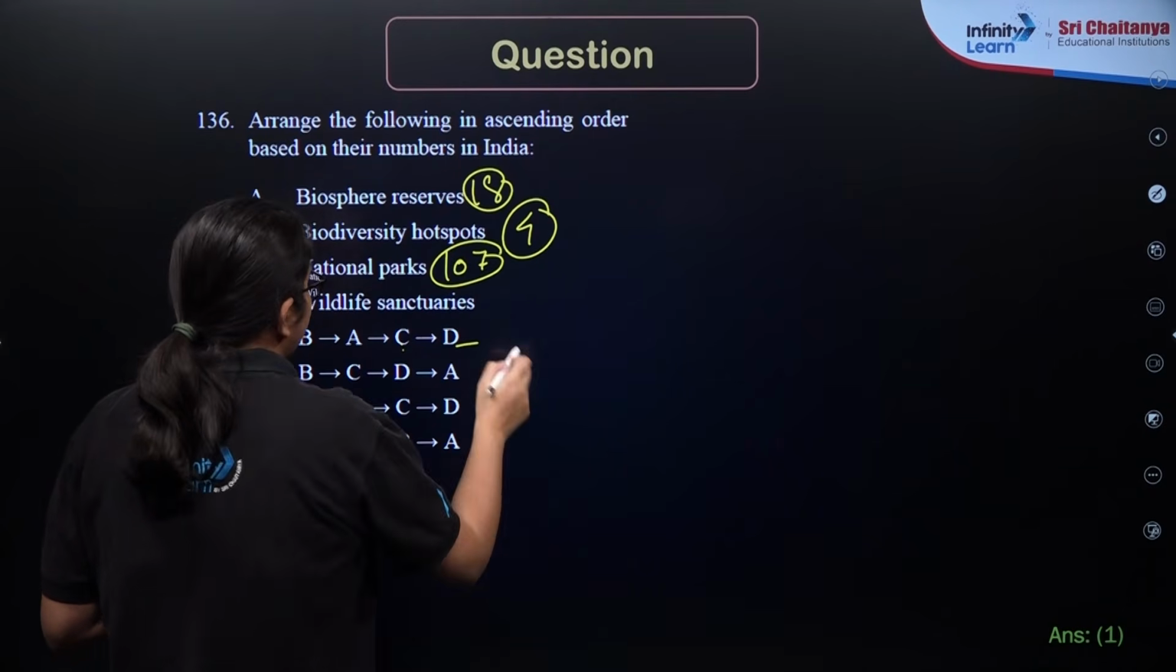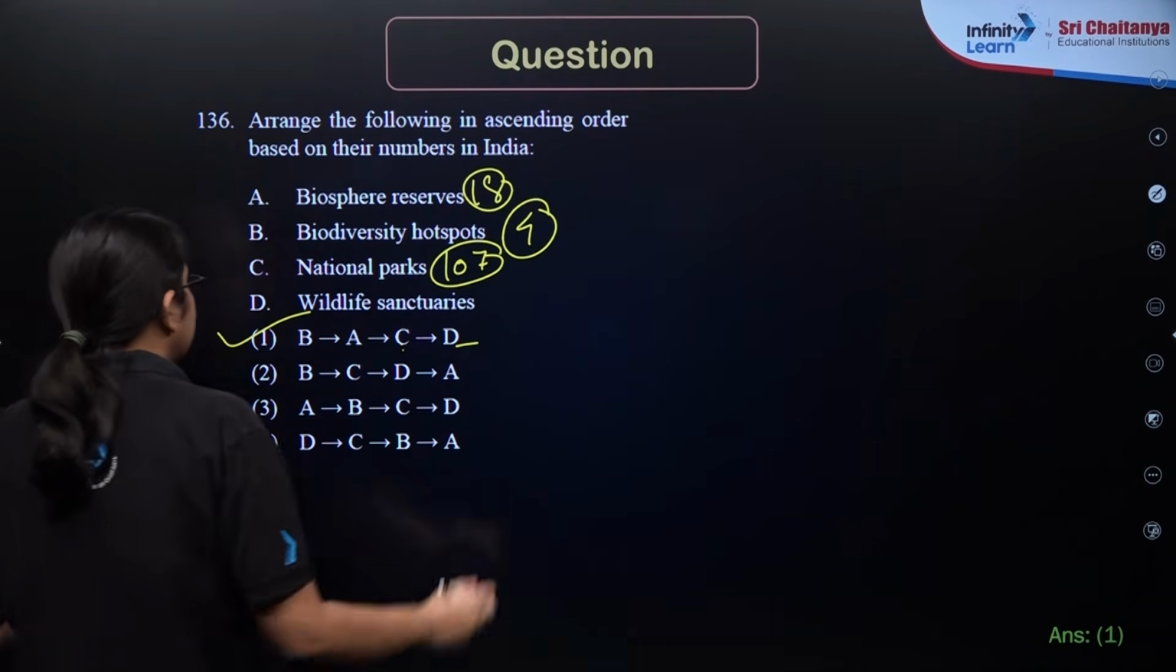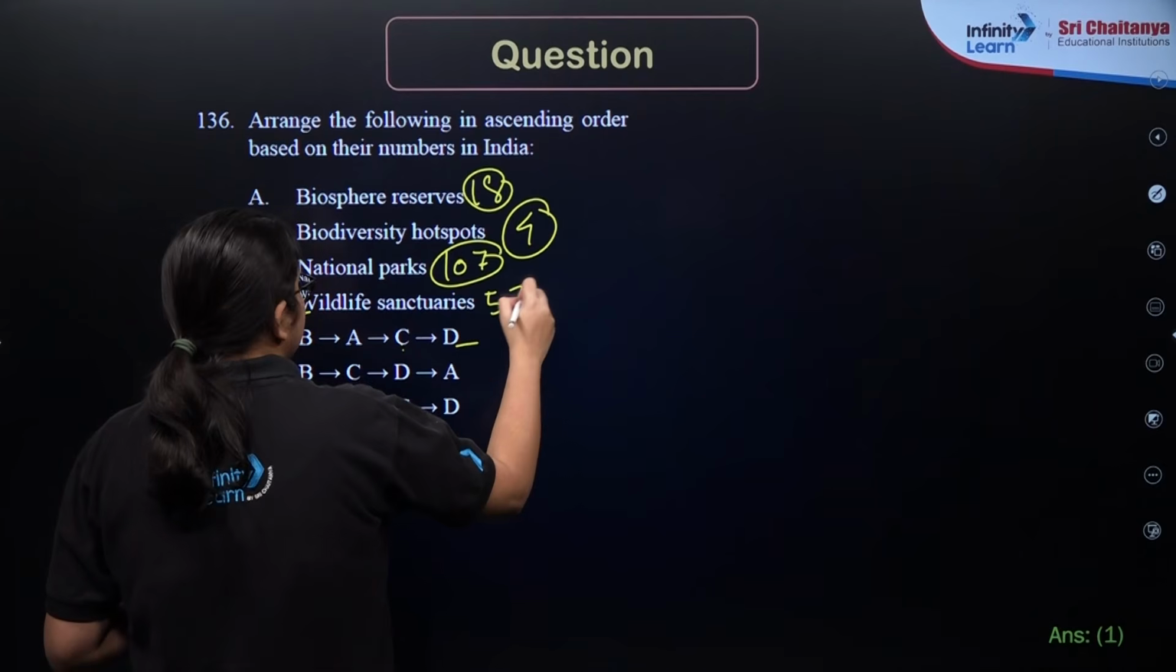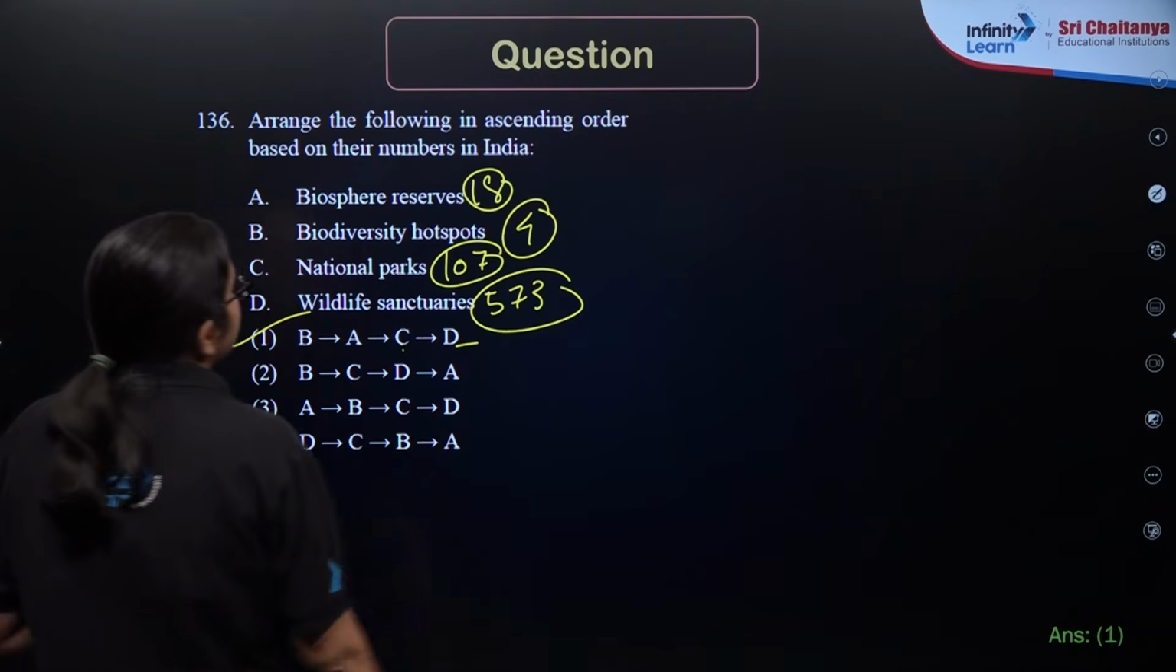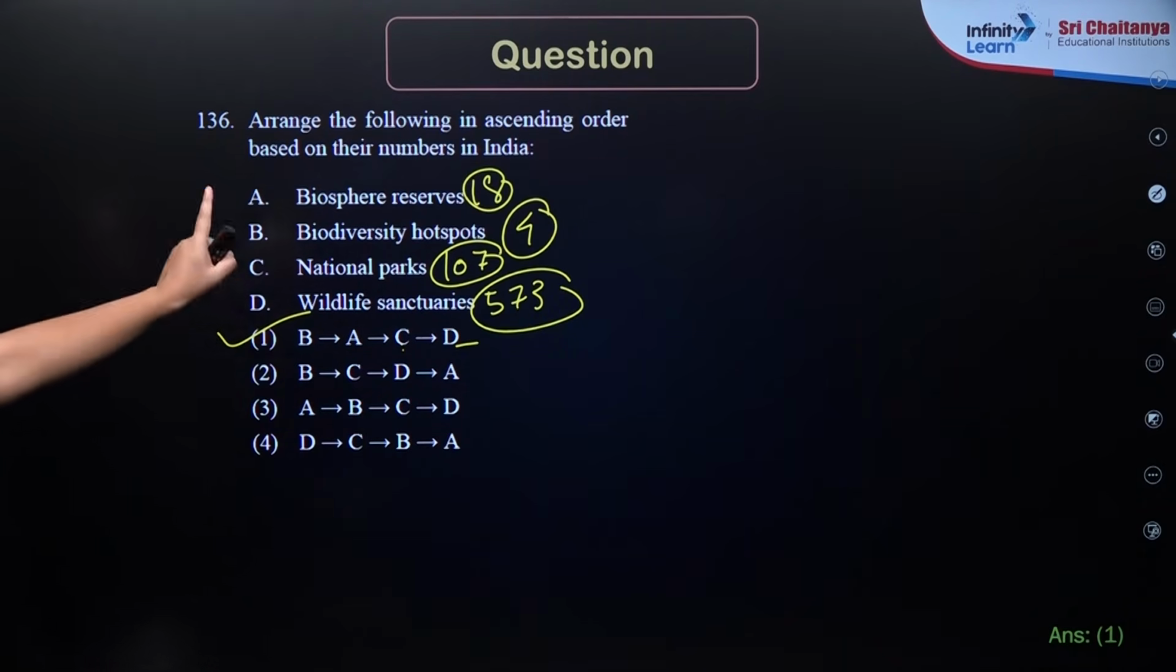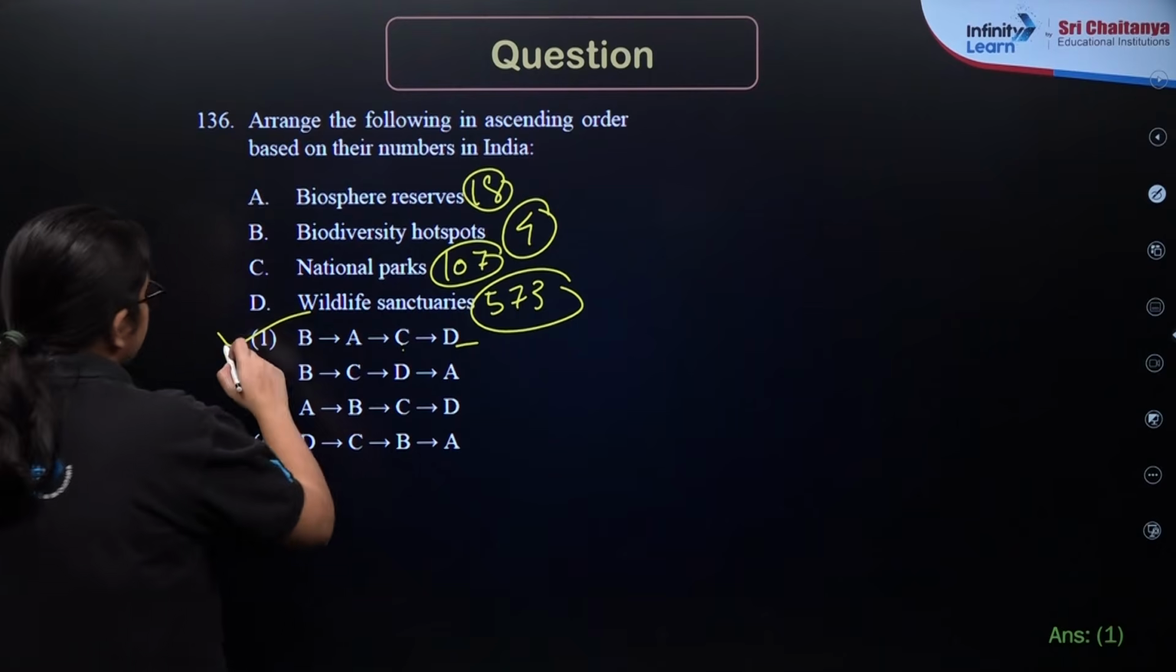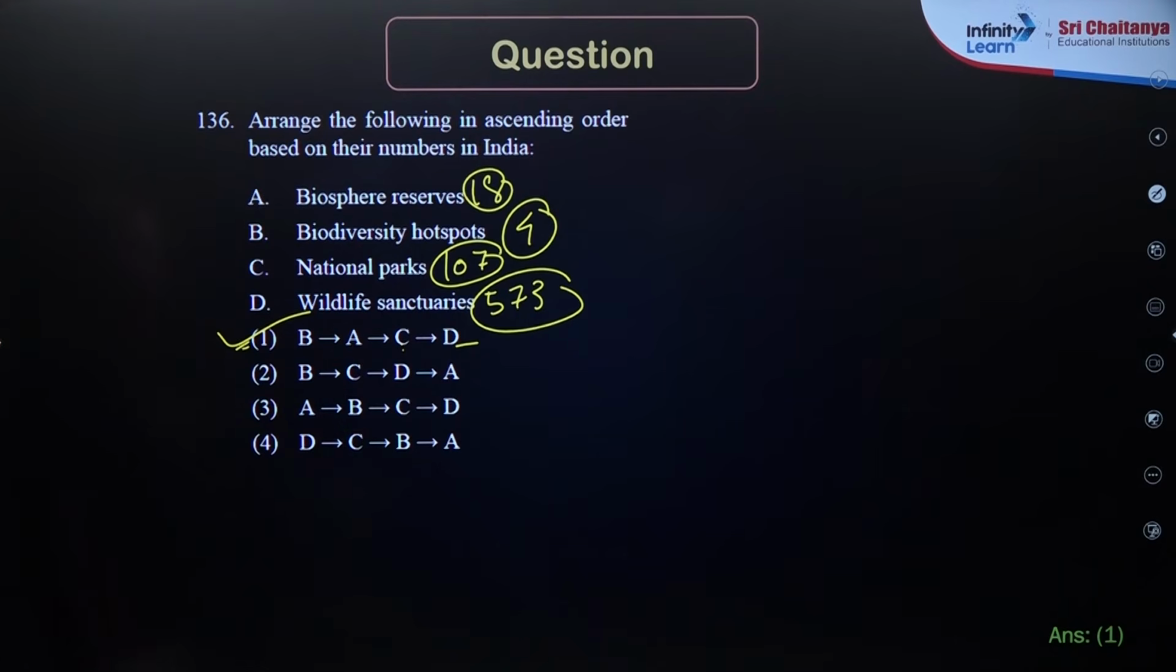And lastly, we have wildlife sanctuaries. Wildlife sanctuaries is around 573 in India. In India, these are the numbers of all these biosphere reserves, hotspots, national parks and wildlife sanctuaries. So if we arrange it in ascending order, the first is the correct match.